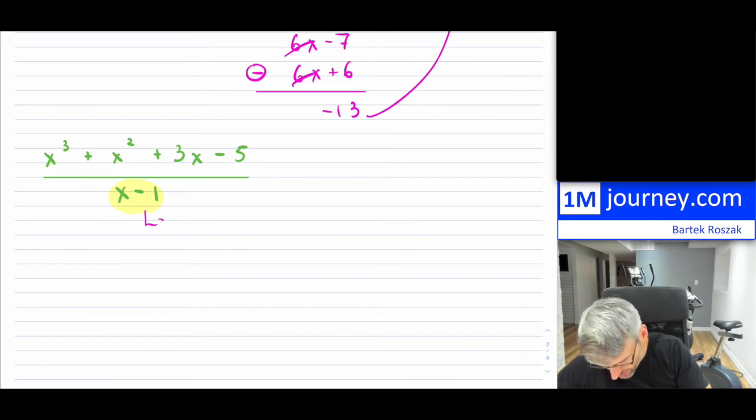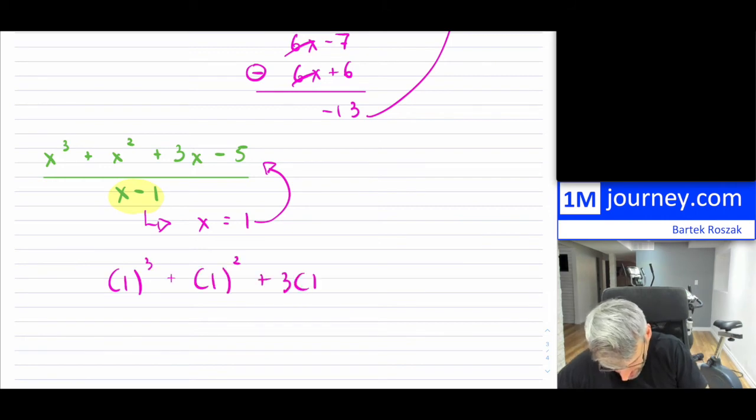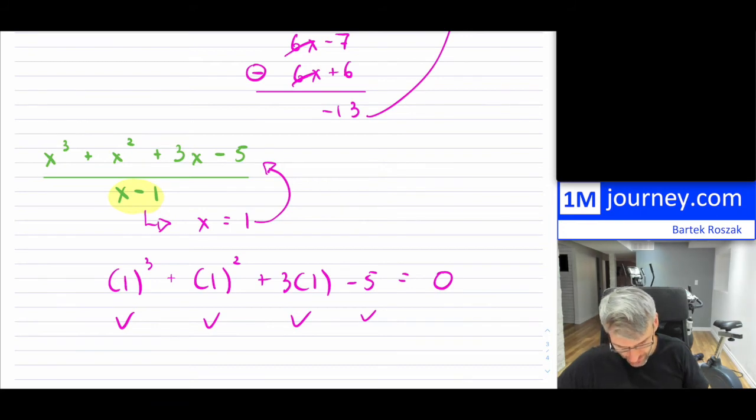So our 0 right here is basically 1. So we're going to substitute 1 right here and see what happens. And that will give me 1 plus 1 plus 3, that's 5, minus this gives me 0. So the remainder here is 0.